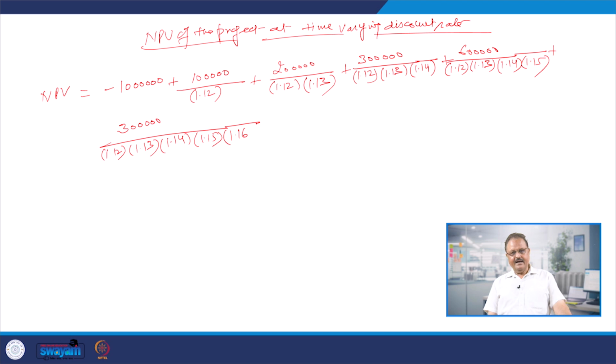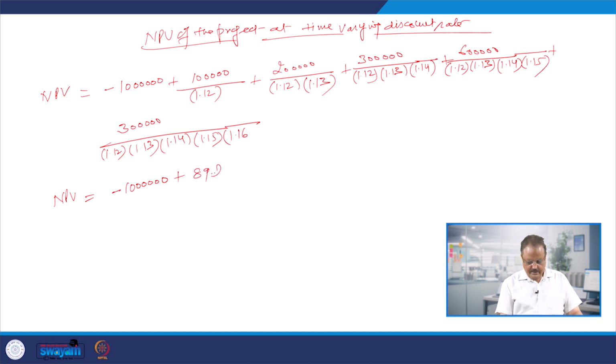This is going to be the process of applying the time varying discount rates and discounting the cash flows. If you discount the cash flows here, so for calculating the NPV of the project, this will become something like that. This is going to be cash outflow 10 lakh rupees. This is cash outflow, and this is going to be the present value of the first inflow of 1 lakh rupees when discounted at 1.12. This comes up as 89286.